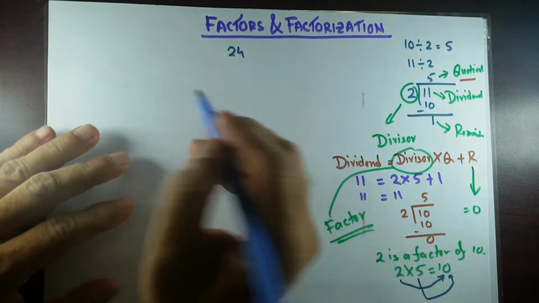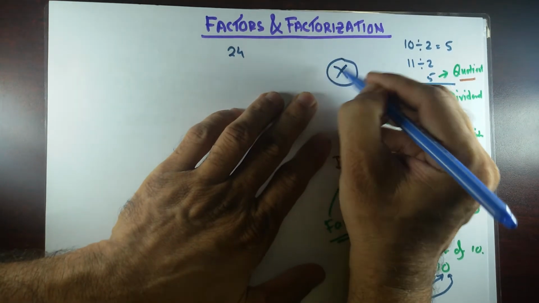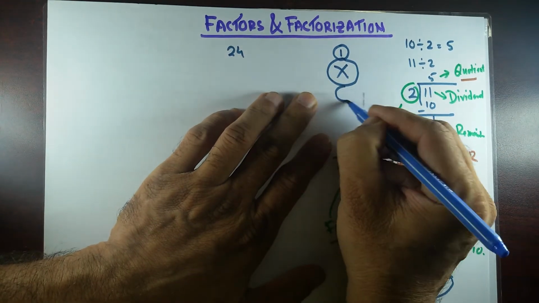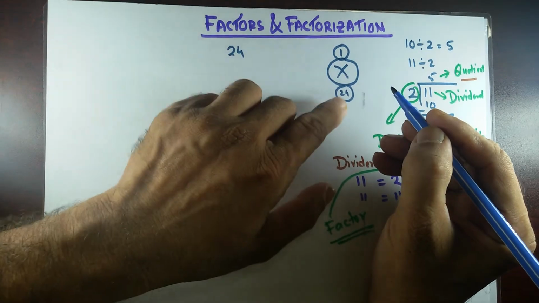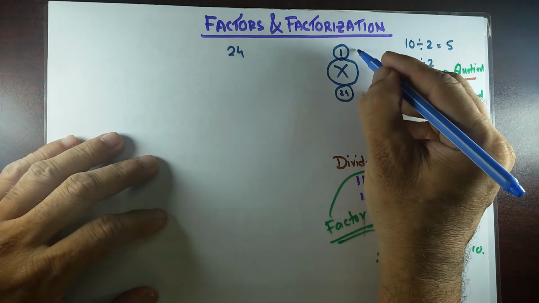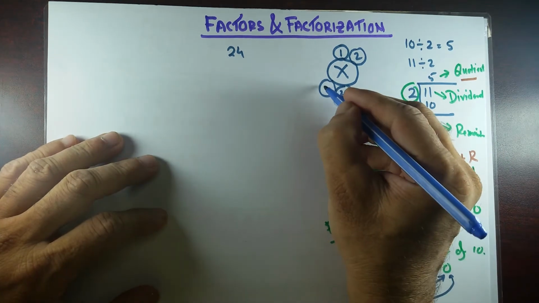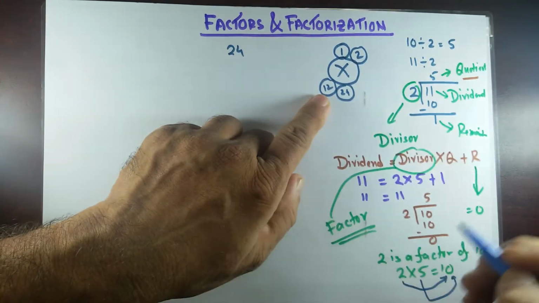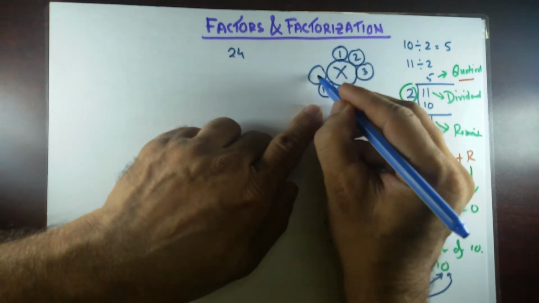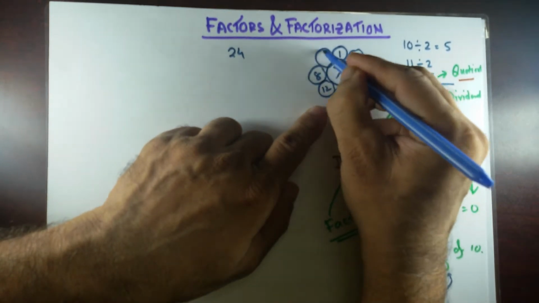There are many different ways you can do that. One way is to multiply. Any number is divisible by 1 and itself. So 24 times 1 is 24. So these two are factors of 24. If I divide 24 by 2, I have 12. So 2 times 12 is 24. If I do that by 3, 8s are 24. If I divide by 4, I'm going to have 6.